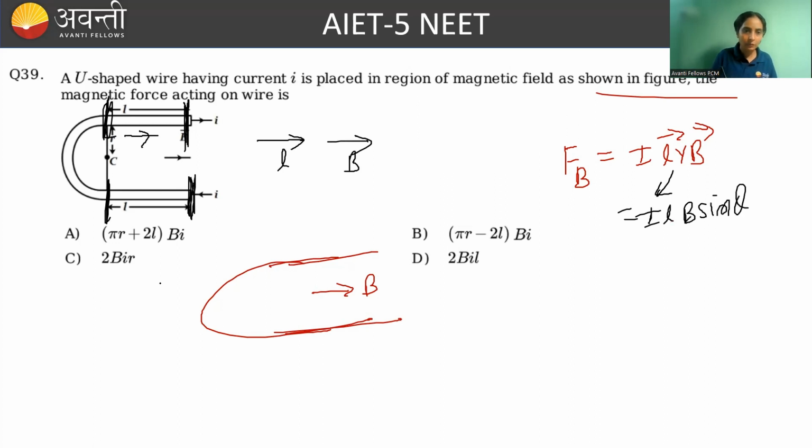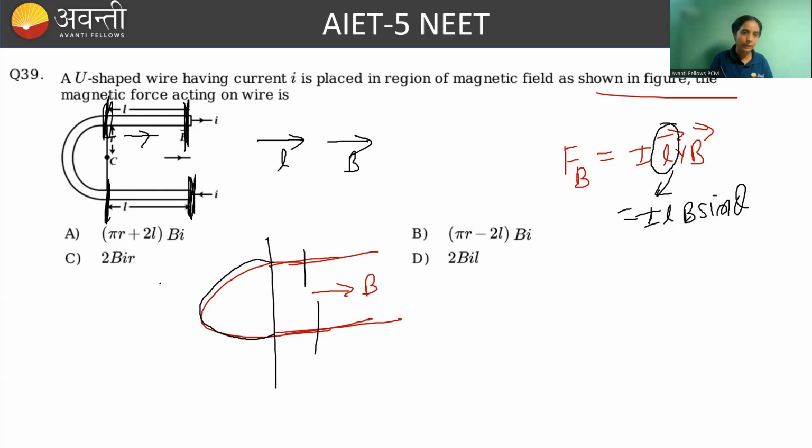So the force acting on these two portions, these two linear portions, will be 0 because the angle between the current vector and the magnetic field is 0. Now comes the turn of this part. I have told you how to calculate force acting on a wire that is not straight, that is curved in some sense. So again, you need to calculate the L vector.